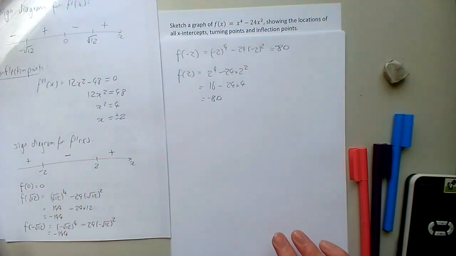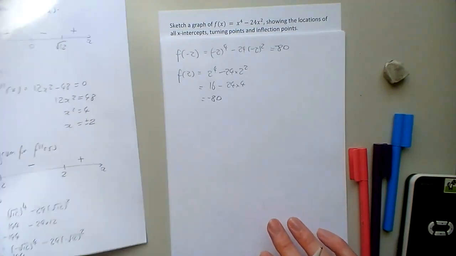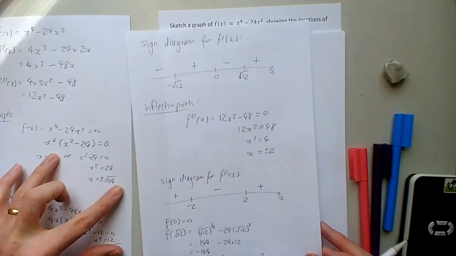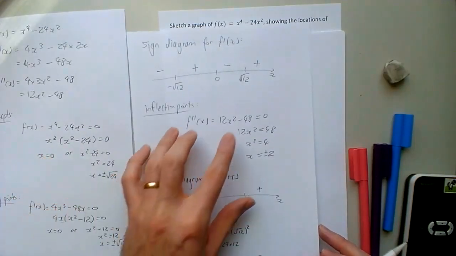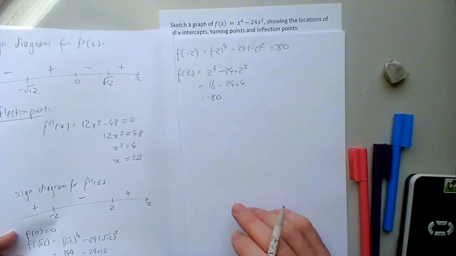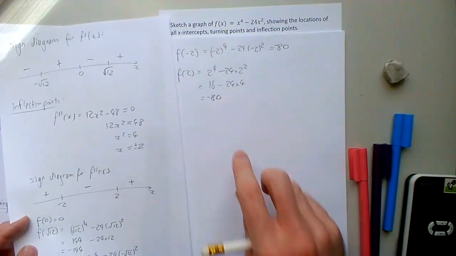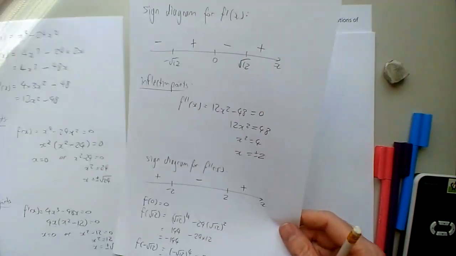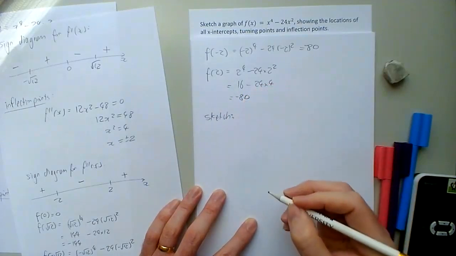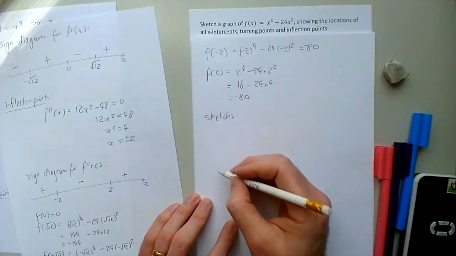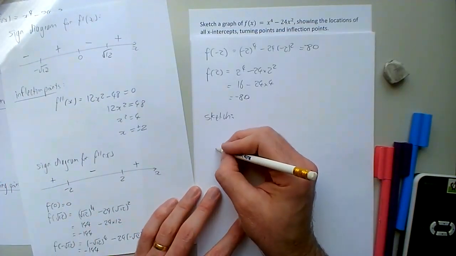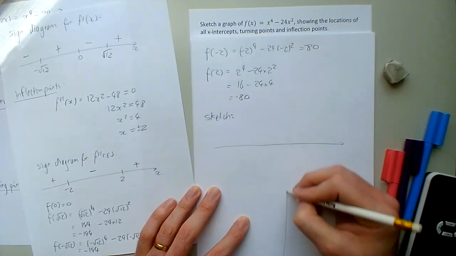Okay, so I now have a diagram with all the important things it should be doing. It should be crossing the x-axis at these places. It should be having turning points at these places which have these y coordinates, and it should have an inflection point at these places which has these y coordinates. So let's see. So here's my sketch. It's mostly negative, isn't it? So let's put most of it down here.